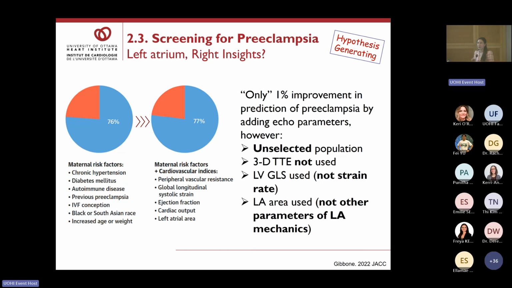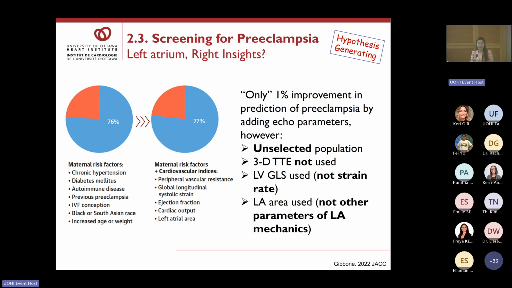So now I'll take a little bit of a tangent to explore what I think is the future of echo in pregnancy. And this is looking at the left atrium. So we hear sometimes people say that the left atrium is the poor man's wedge, and it actually tells us a lot about the hemodynamics. And I do believe that. So this is looking at, can we predict preeclampsia? In this study, they were looking at maternal risk factors assessed at 20 weeks to see how well they predicted incident preeclampsia. They had a success rate of 76%.